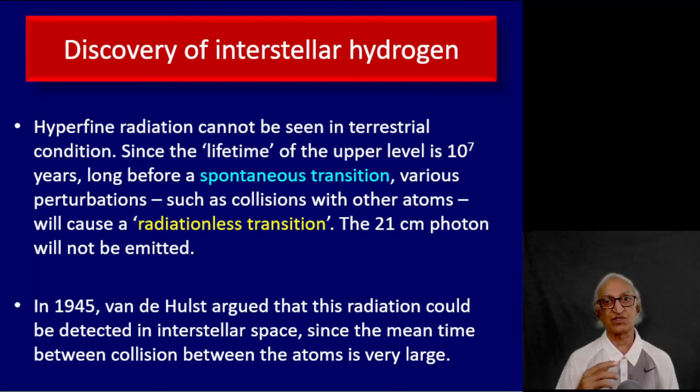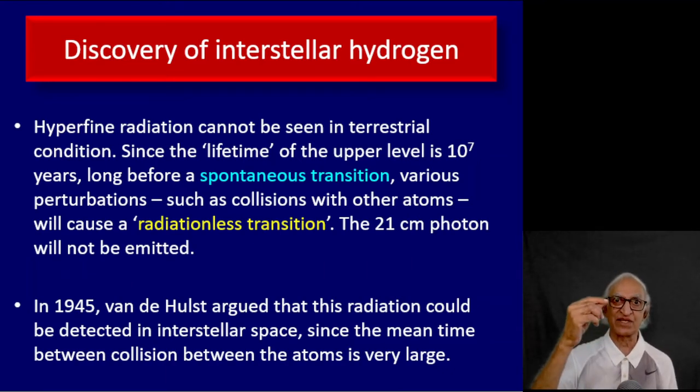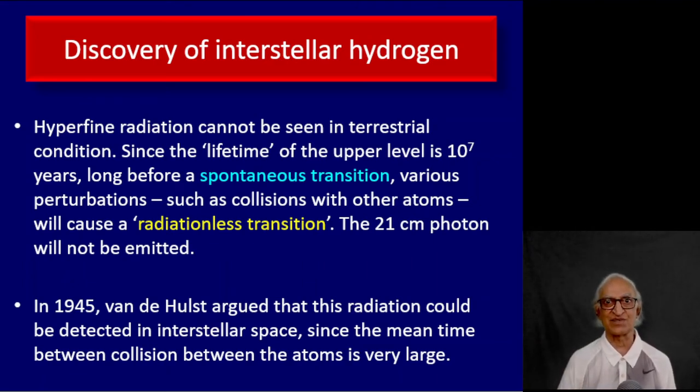Why? Because there are lots of hydrogen atoms in interstellar space. Even if the density is extremely low, the volume available is very large, and therefore there are a lot of hydrogen atoms. The second reason is, because the density is very low, the mean collision time between hydrogen atoms will be many millions of years. Therefore, a hydrogen atom which has been excited to the upper hyperfine level will have a chance to de-excite emitting a 21 centimeter photon.